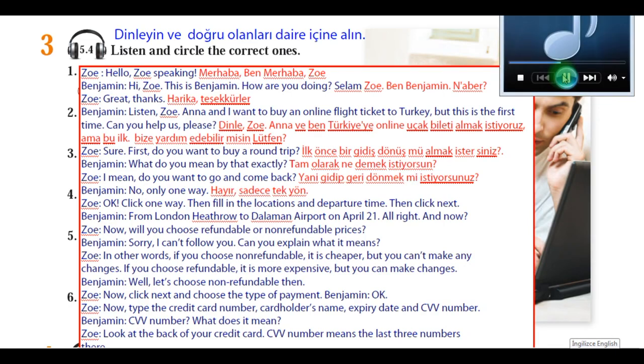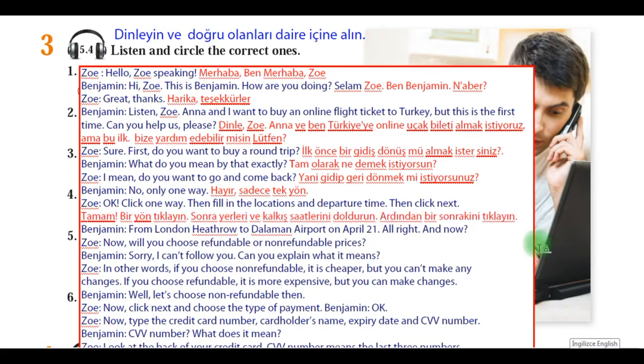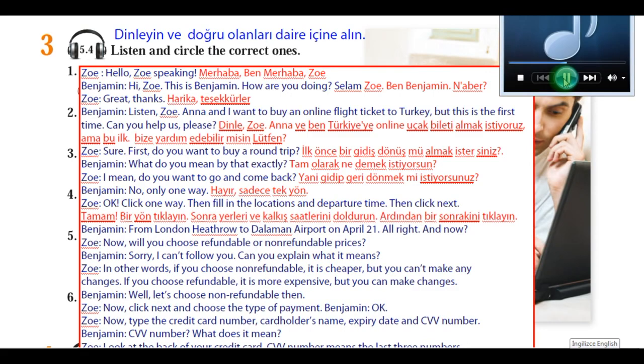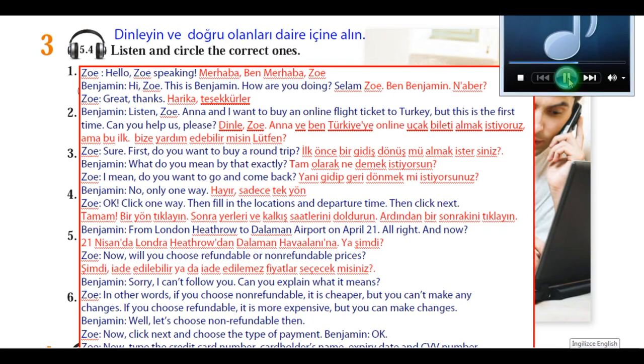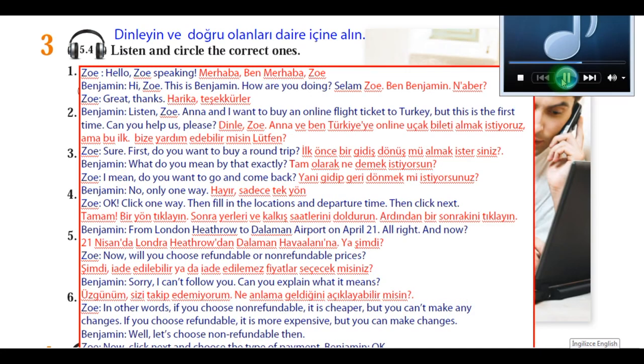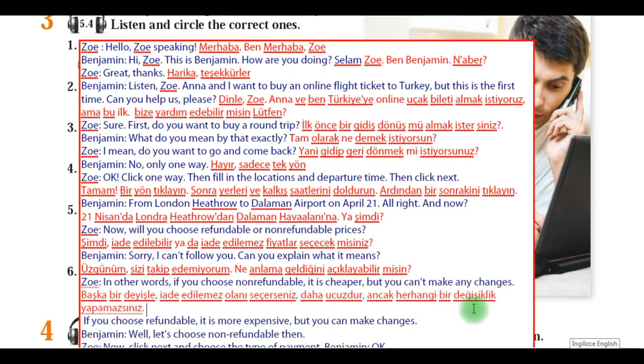Okay, click one way. Then fill in the locations and departure time. Then click next. From London Heathrow to Delamon Airport on 21st April. All right, and now? Now, will you choose refundable or non-refundable prices? Sorry, I can't follow you. Can you explain what it means? In other words, if you choose non-refundable, it is cheaper, but you can't make any changes. If you choose refundable, it is more expensive, but you can make changes.